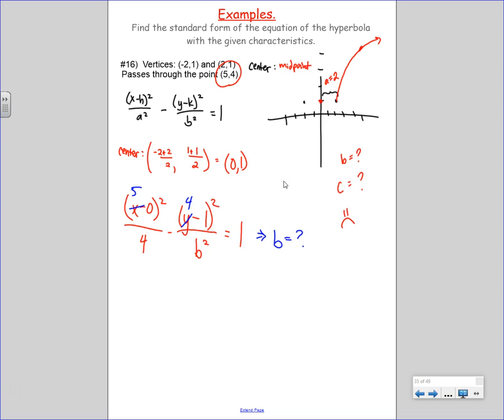Good. So what happens up top? 25/4. What happens over here? Equals. Ah, good job.